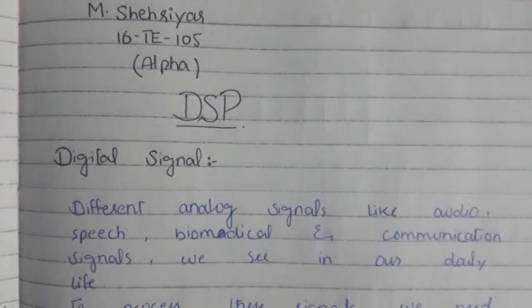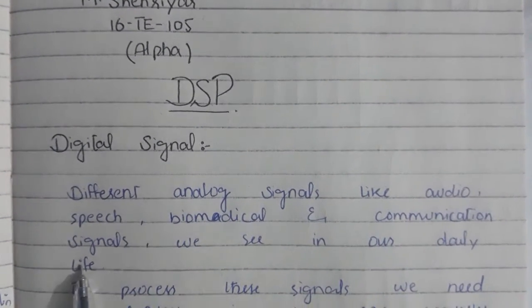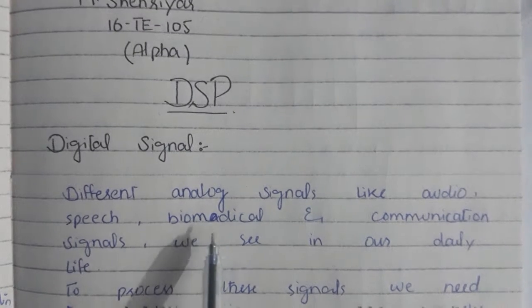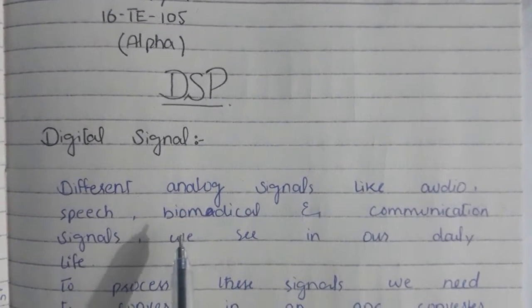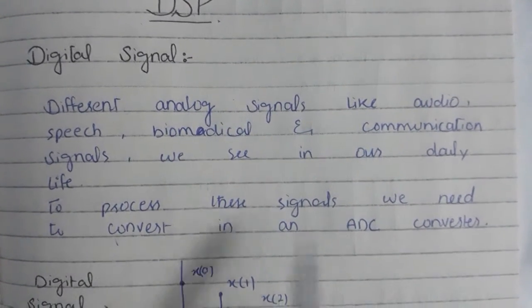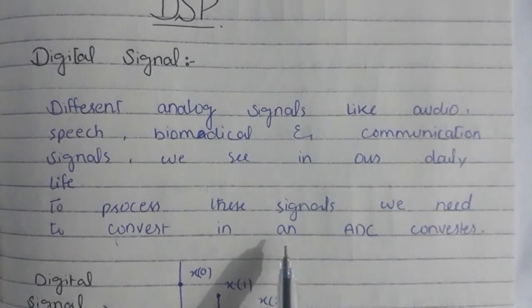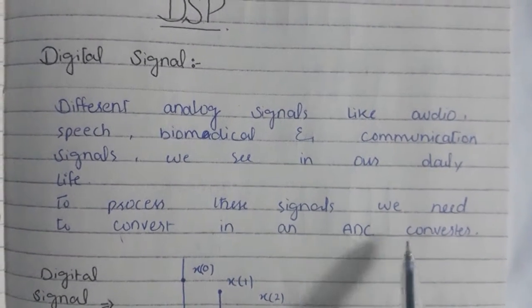In this video we will see some commonly used digital signals and some operations of digital signals. Basically, the different signals we use in our daily life, like speech, biomedical, communication, and audio-video signals, are actually analog, but to process these signals we need to convert them into digital form by using an ADC, analog to digital converter.